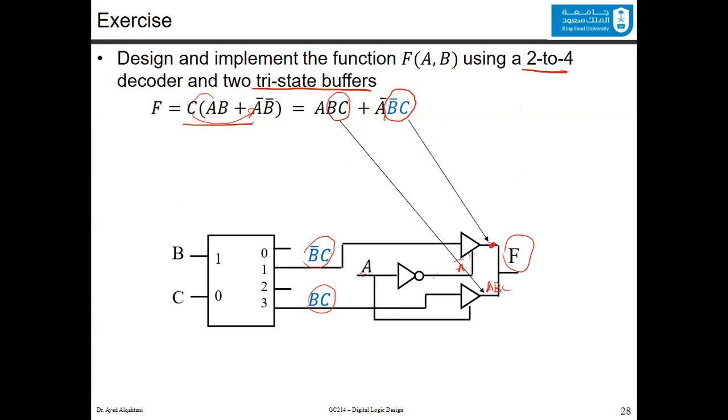If you compare this to the previous two slides, you will notice that you don't have enable anymore, and you are forcing the enable using the idea of the tri-state buffer. Notice here that we used A as the enable. We could use C as the enable, and it will be correct as well, but you need to choose the right minterms.